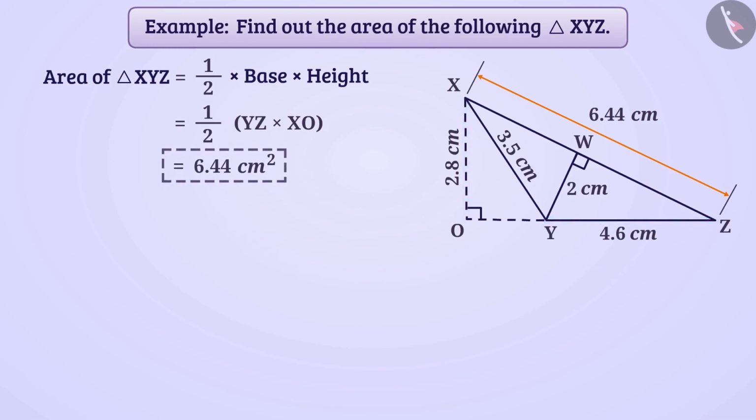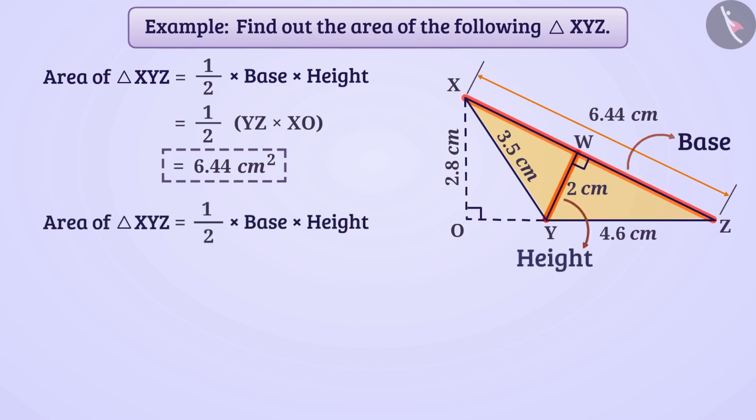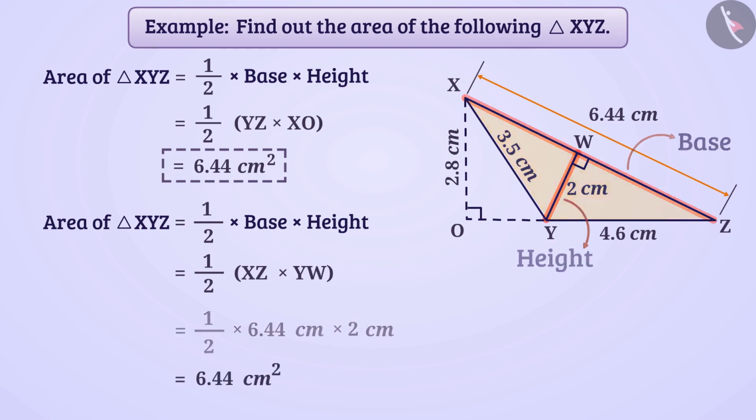We can solve it in another way also. In triangle XYZ, line segment YW is perpendicular on side XZ. If we consider side XZ as base and perpendicular YW as height, then the area of triangle XYZ will be half XZ multiplied by YW, that is, the area of triangle XYZ will be 6.44 square centimeter.